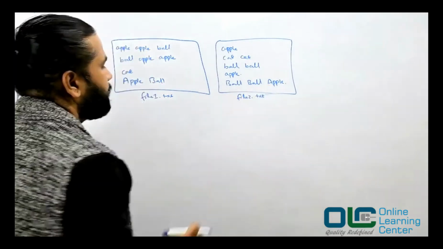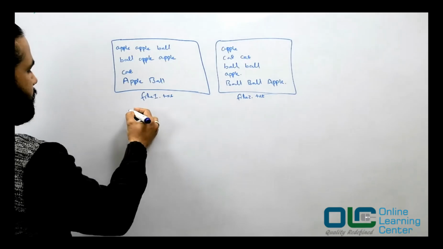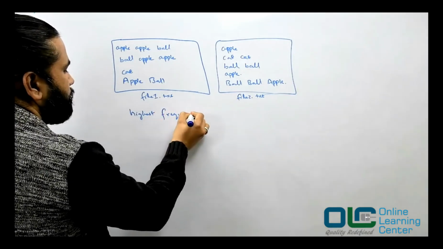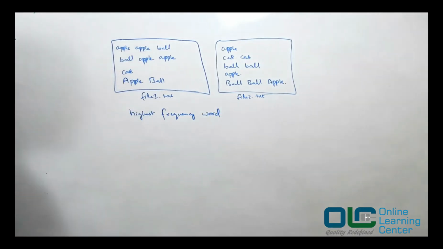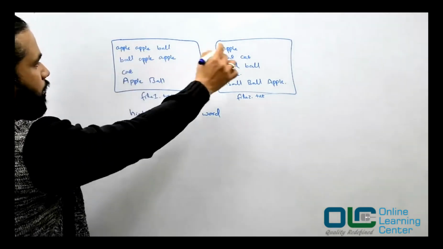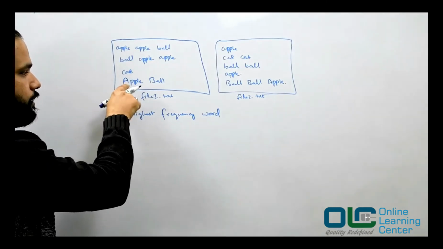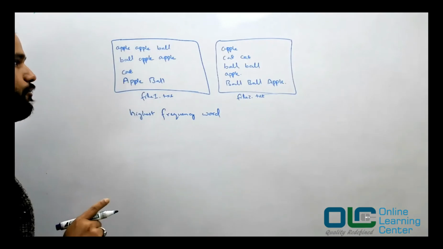And this is file2.txt. Now what I want you to tell me is the highest frequency word. That means find out how many apples there are altogether. The first thing is you should treat capital apple and small apple the same. That is one thing I want you to do.